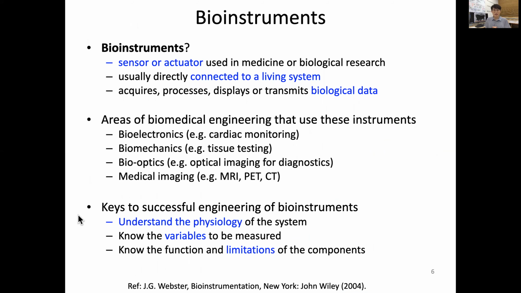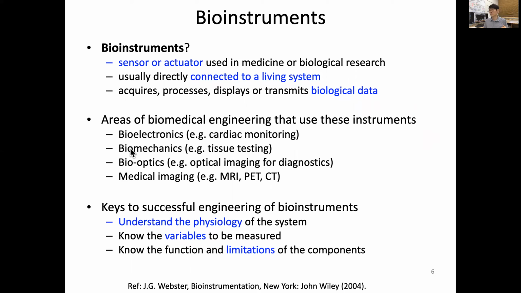Bioinstruments we can define as sensors or actuators that are used in medicine or biological research. Because of the "bio" in bioinstruments, they directly measure or are connected to a living system, and they acquire, process, display, and transmit biological data. So the areas of biomedical engineering that use these instruments are many.